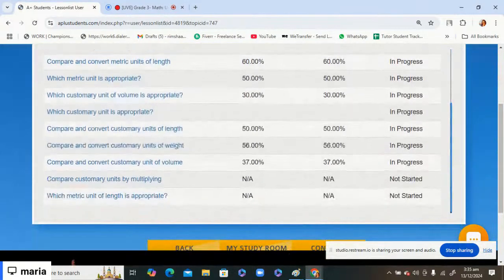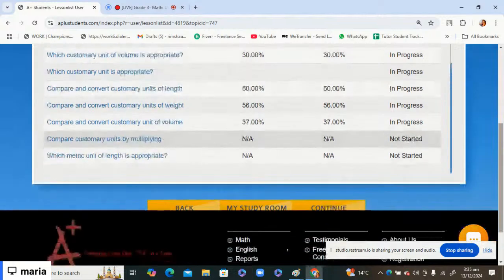So here we have done compare and convert the customary units of length, compare and convert the customary units of weight, compare and convert the customary units of volume. Now let's discuss comparing the customary units by multiplying.